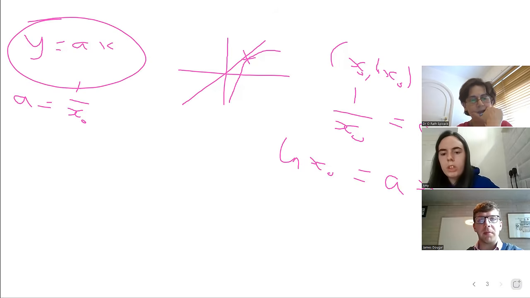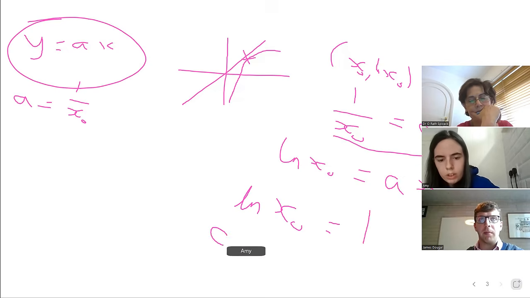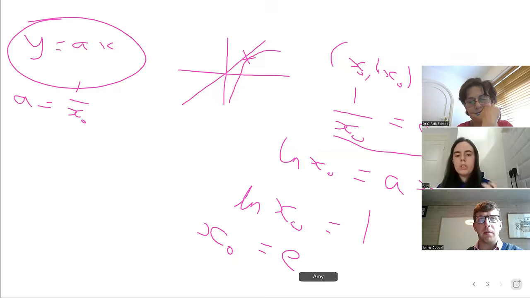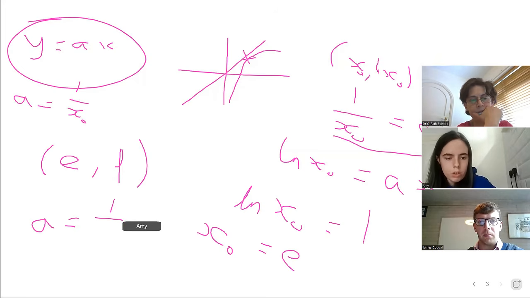That's okay. So now we can put it together: the natural log of x naught must equal, we know that a equals 1 over x naught, so 1 over x naught times x naught, which is just 1. So then take the powers: x naught equals e, because e to the power of 1 is e. So the point is going to be e and 1. So a is equal to 1 over e.